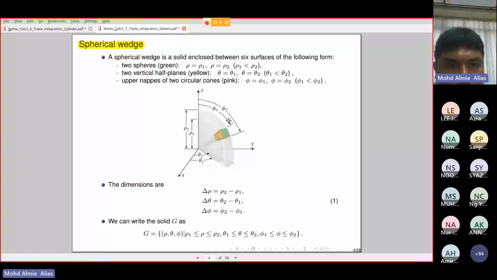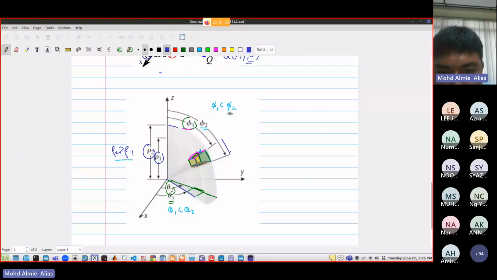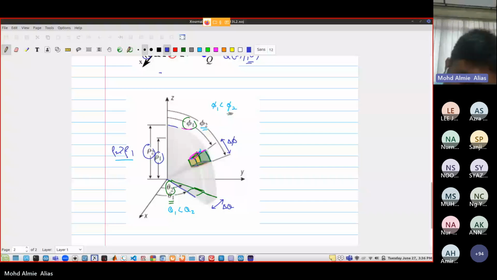So here, if we can write it, this will be your delta phi. This should be your delta theta, and the distance between them should be from here to here, the theta.